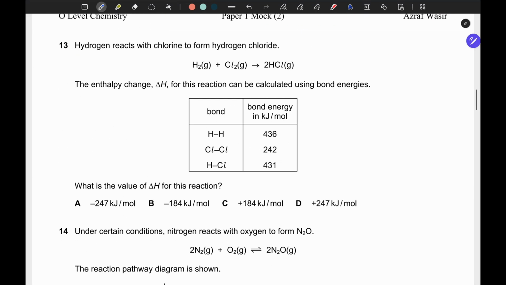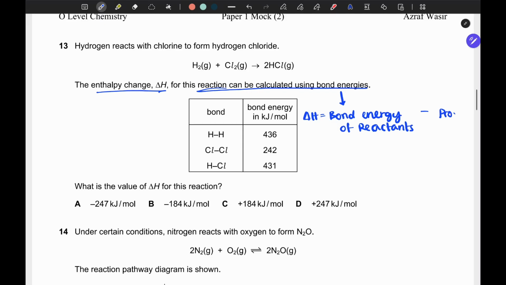Moving on to question number 13. Hydrogen reacts with chlorine to form hydrogen chloride. We have the reaction provided. The enthalpy change for this reaction can be calculated using bond energies. And whenever we want to calculate enthalpy change using bond energies, the formula is ΔH equals bond energy of reactants minus bond energy of products. Let me just write it in short. So bond energy of reactants minus products.